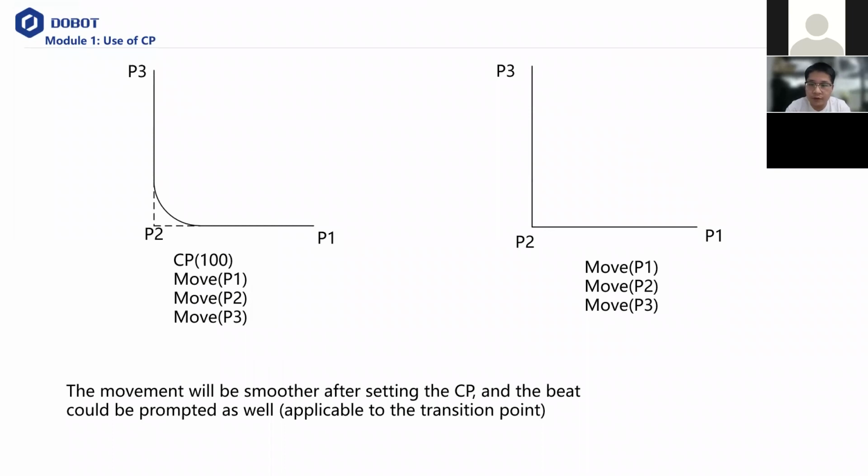These two figures show the movement difference whether the CP parameter is set or not. As you can see, the movement will be smoother after setting the CP, and the beat could be improved as well, applicable to the transition of the points.